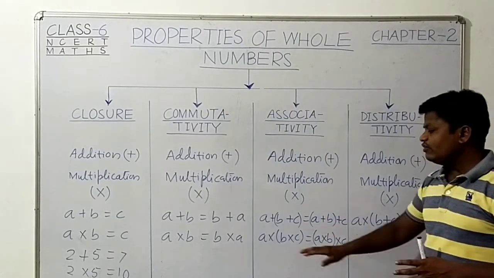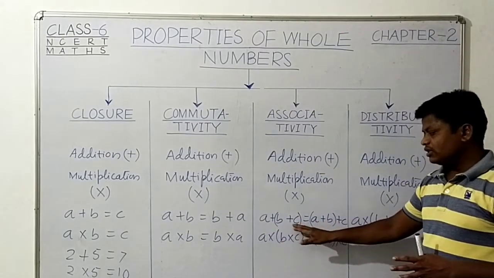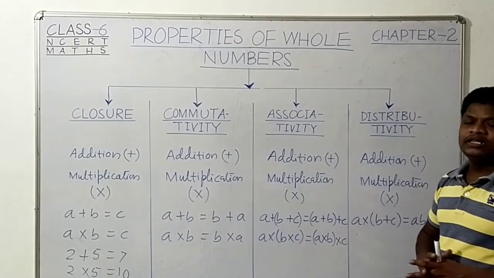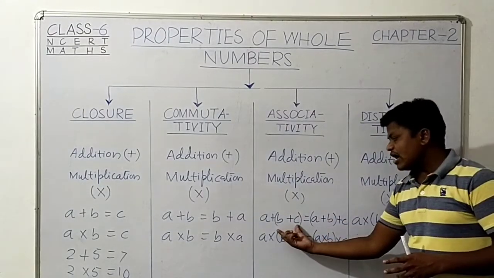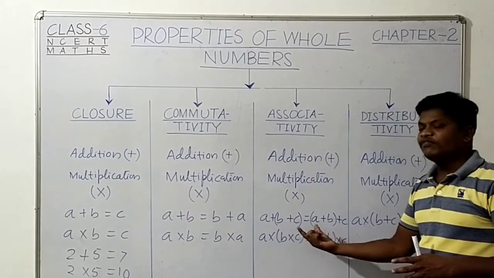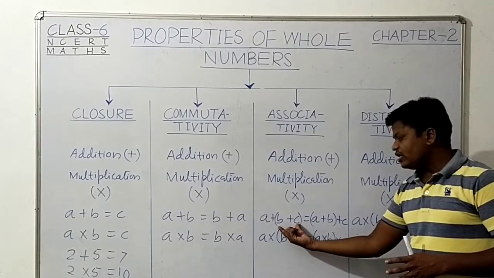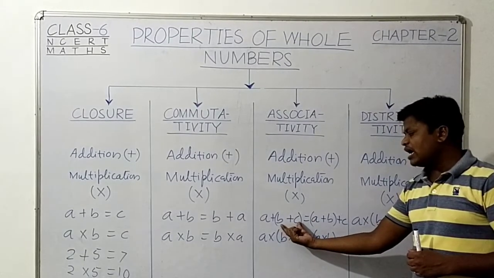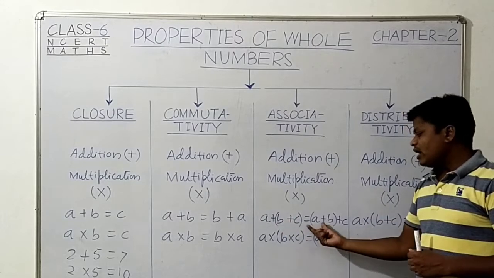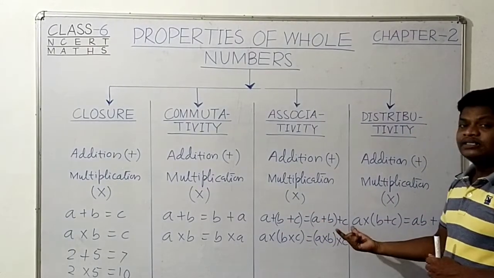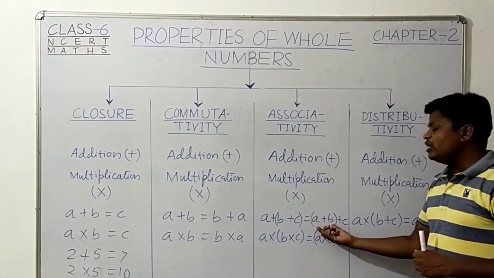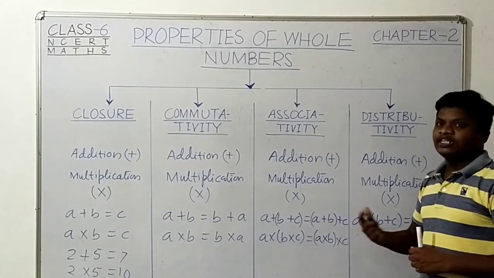Associativity: if I take three whole numbers, suppose A, B and C, and arrange them in a different manner, first, in the example, you can see that B and C are written in brackets, and in the second section on the right-hand side I have written A plus B in brackets, but the result will be the same, right?